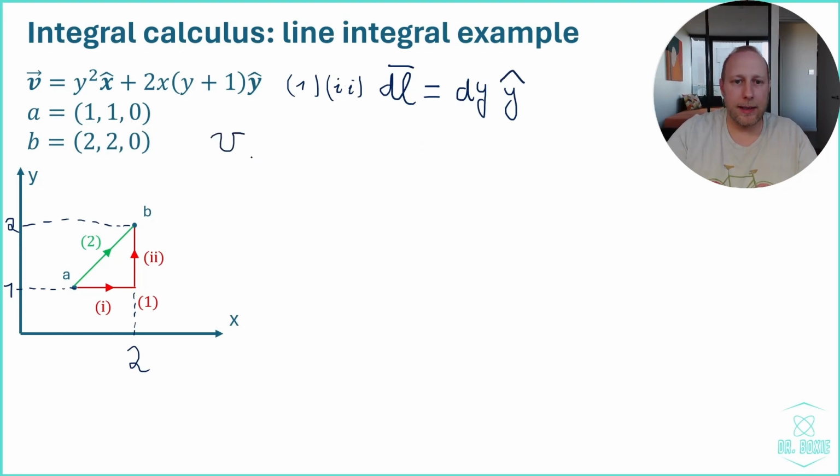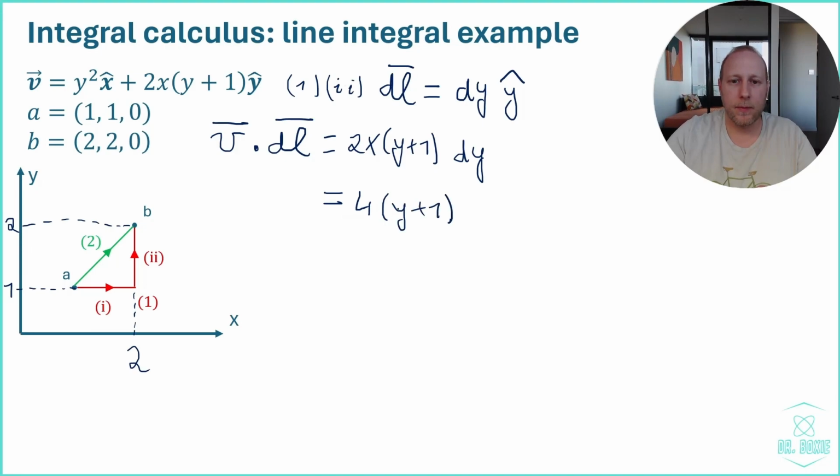And if we calculate the dot product of V and dl, we get the multiplication of their x components, which is 0, plus the multiplication of the y components, which is 2x times y plus 1, the y component of V, multiplied with the y component of dl, which is dy, plus the multiplication of the z components, which are 0. And in this case, we can replace x as a constant value of 2, so we can just plug in 2 for x, and we find that V dot dl is equal to 4 times y plus 1 dy.